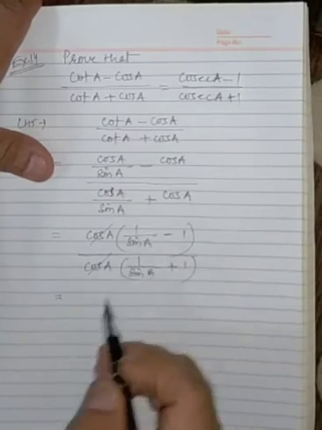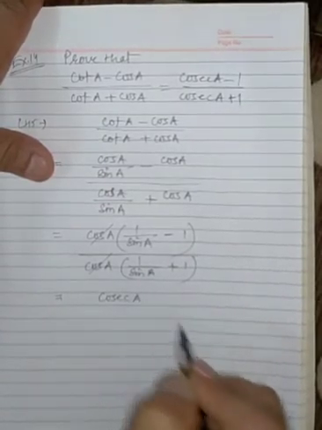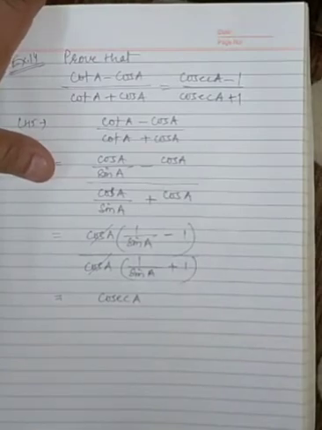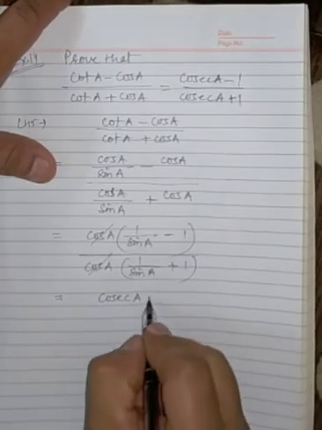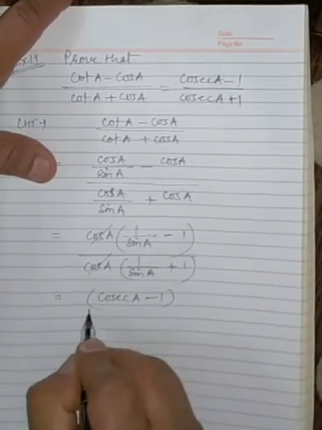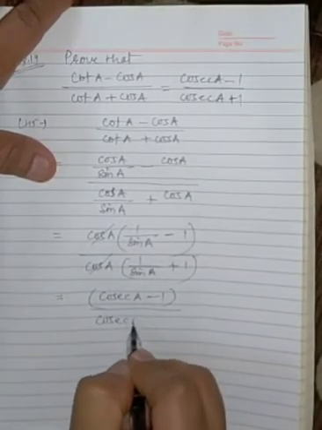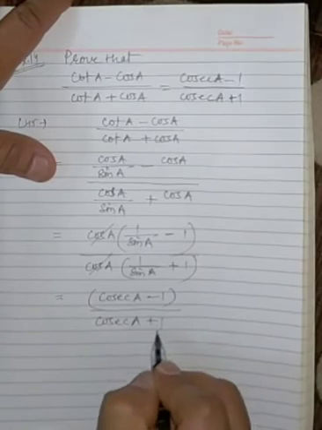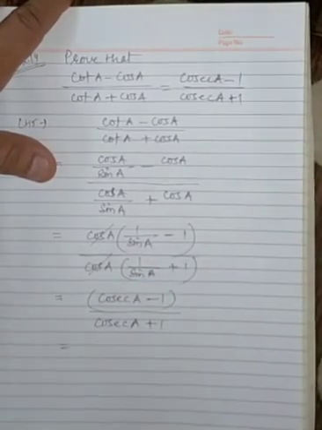Now we know that 1 upon sine A is cosec A, as cosec A is the reciprocal of sine A and sine A is the reciprocal of cosec A. So 1 upon sine A is equal to cosec A, minus 1, upon, again 1 upon sine A is equal to cosec A, plus 1. So you can see here, this is our RHS part.